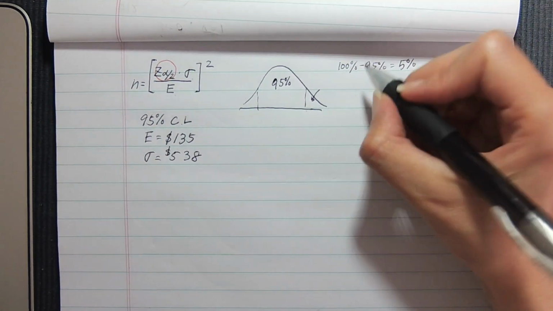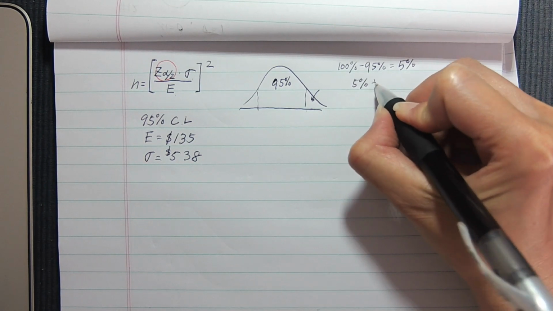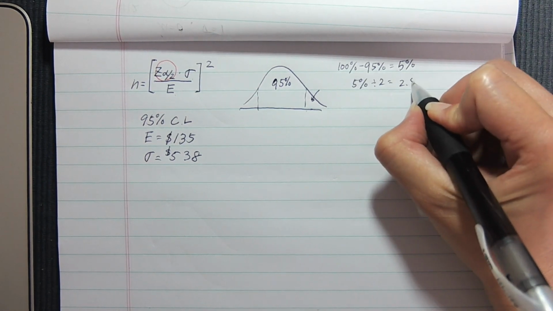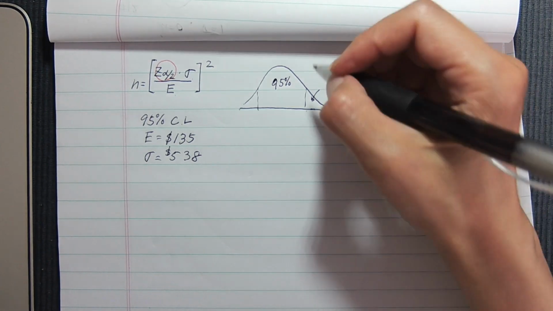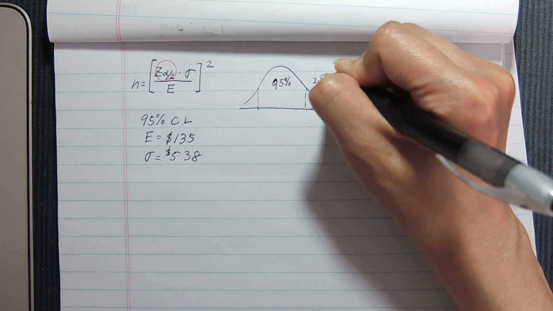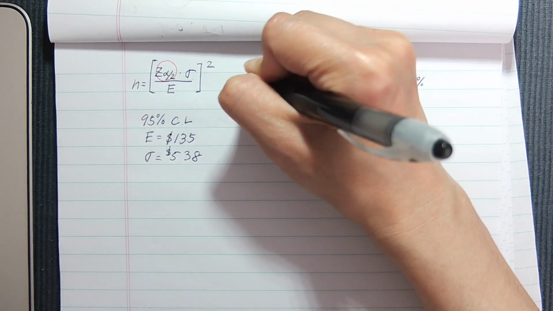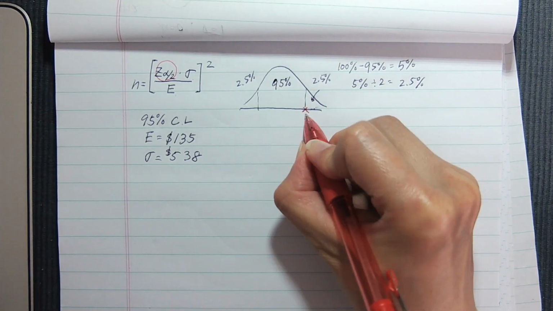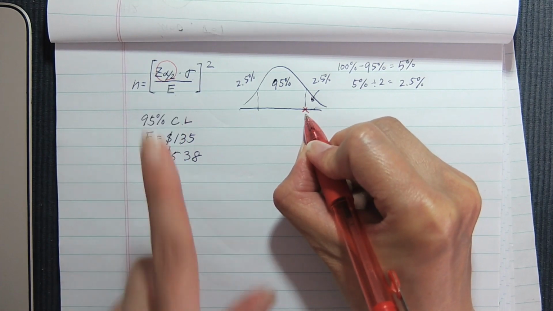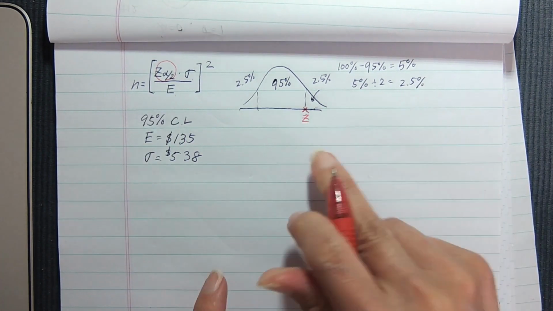Then I have to cut the half. It's 2.5%. Here's 2.5%, 2.5%. So what's this point? That point we call Z. So how do you find that one?